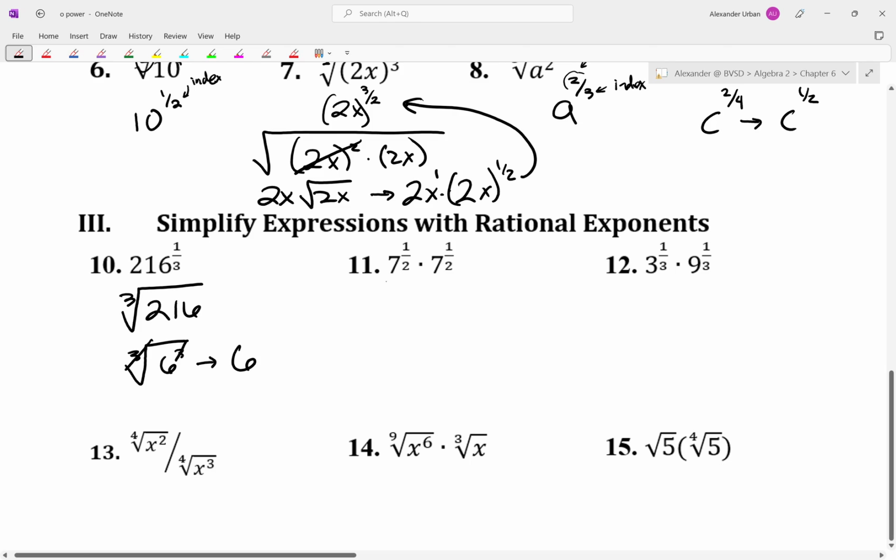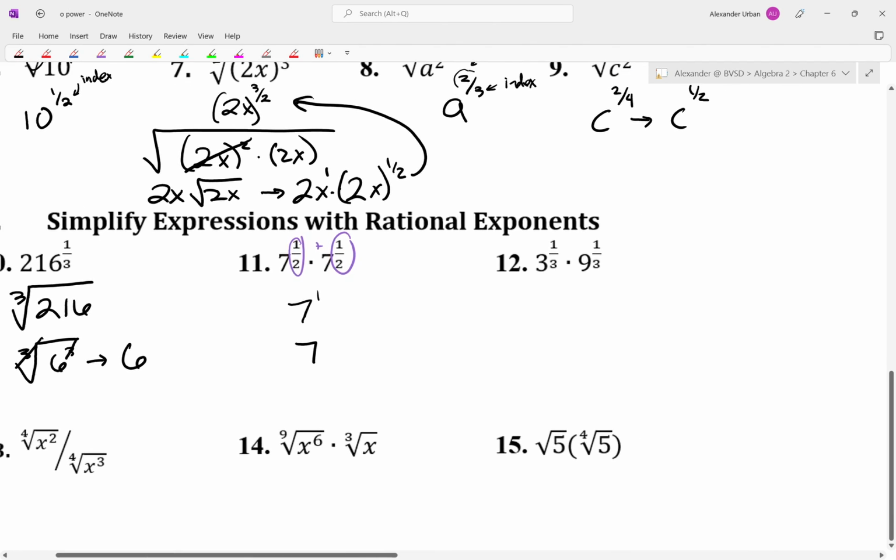We have 7 raised to the 1/2 power times 7 raised to another 1/2 power, and we're going to follow the laws of exponents and state that anytime we have 2 bases that are the same, we are going to add the exponents if the bases are multiplying. So this should just be 7 to the 1st, which is just 7.